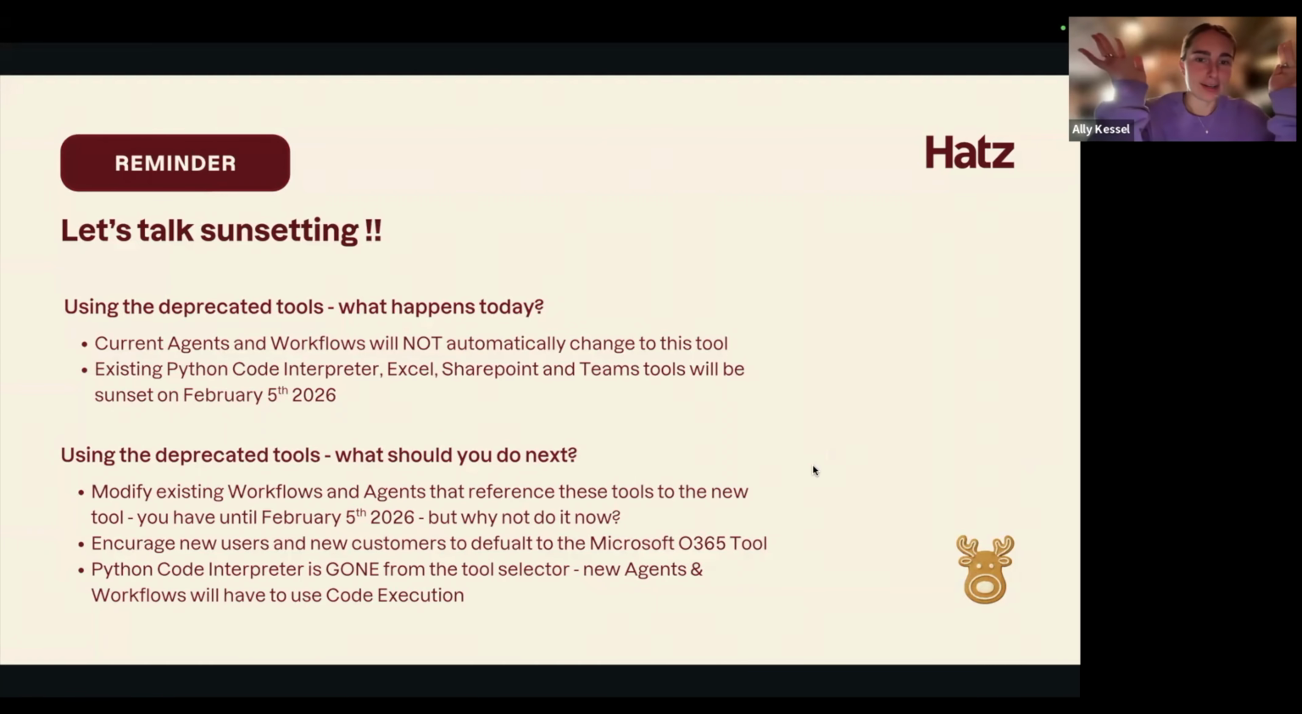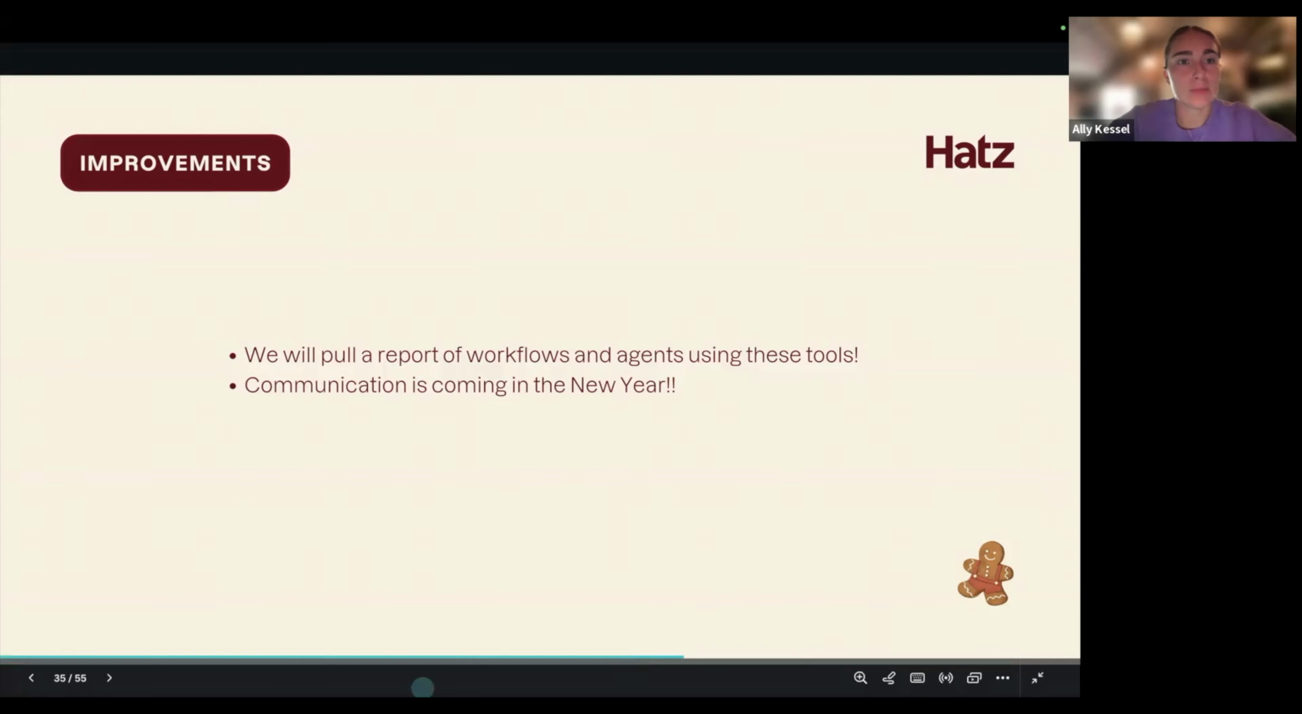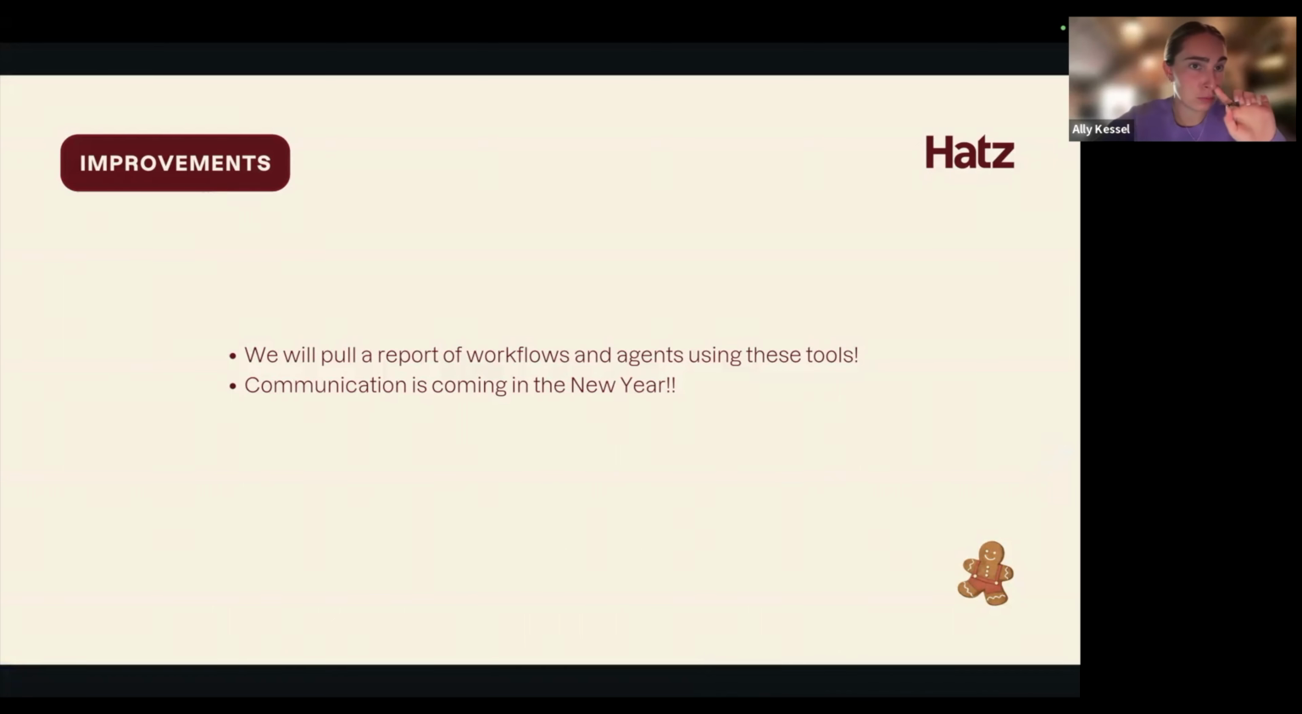Now, the next question I get, I feel like every time we go through this, is, well, how do we know what we're using? And Mark, I think there's one more slide on this. We will pull a report of workflows and agents using these tools, and we will communicate with you in the new year about things that need to be switched, and do the best that we can to assist the team. Our engineering team will give us that data, and Mark and I will communicate with those that need to be communicated with.